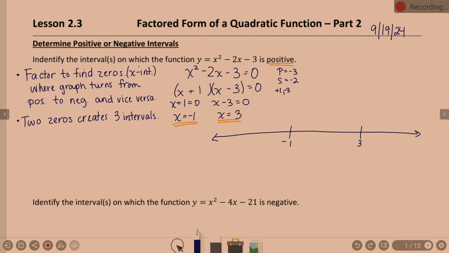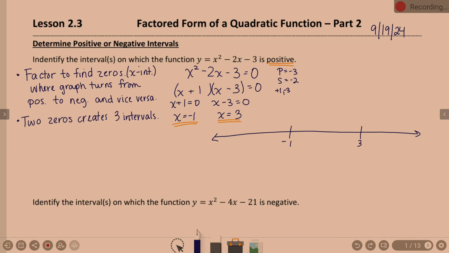So in each of those spaces, my graph is either going to be positive and above the x-axis or negative and below the x-axis. So 2 zeros create 3 intervals. More zeros create more intervals, right? I want to know, over here to the left of negative 1, is my graph above the x-axis or below the x-axis?